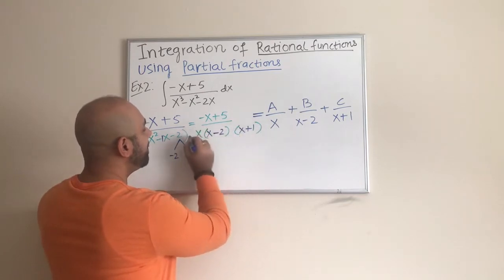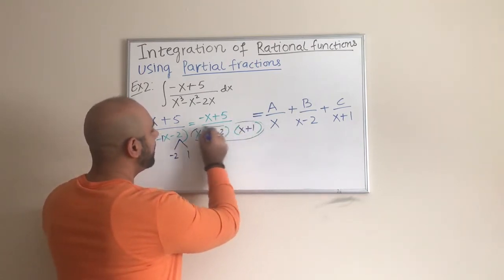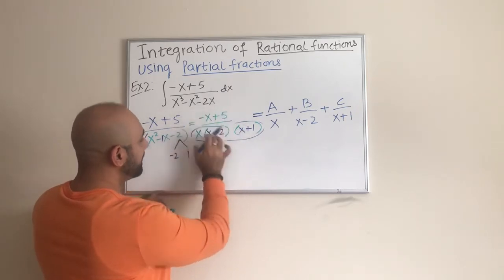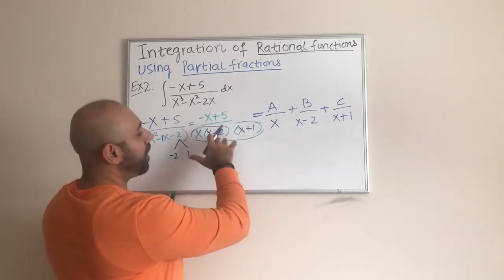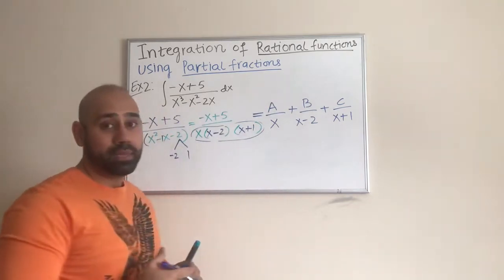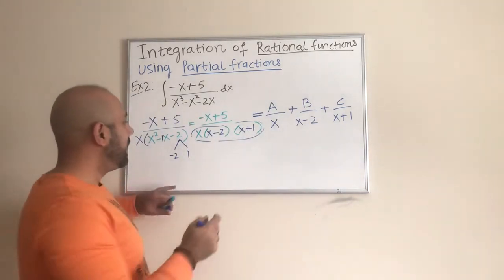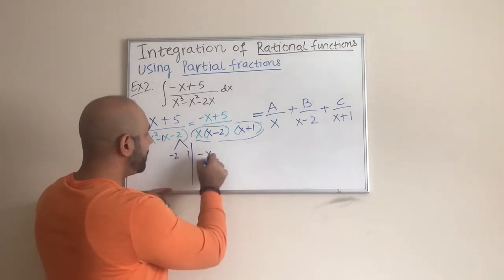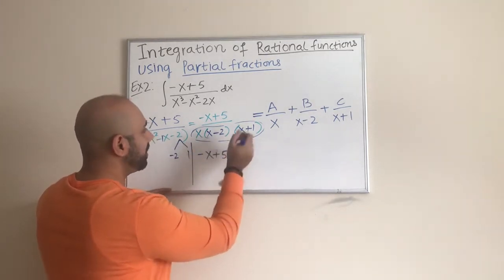To get rid of this denominator, the way to get rid of the denominator is to multiply by this whole quantity. But if I multiply this left hand side by this quantity, we also have to multiply the right hand side by the same thing. Correct? So let us go ahead and do it. If I multiply this to the left hand side, I will have just -x plus 5 left, right? Because this will cross out.